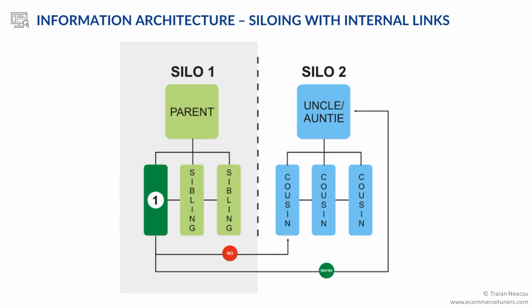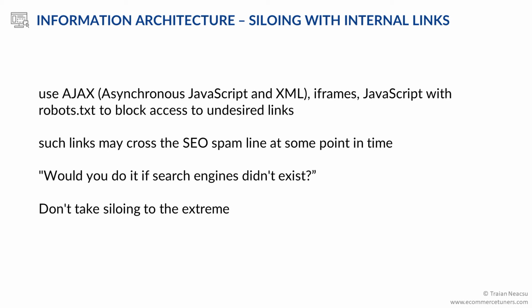In this simplified example, sibling number 1 could eventually link to uncles, which are siblings of that node's parent. This means that if you have to link two related supporting pages found in separate silos, which are called cousins, you should link only to the silo's uncles. If you need to link to pages outside the silo, you can block those links from being accessible to search engines. Note, however, that there is a fine line between white hat and gray hat SEO, and such linking may cross that line. This is because Google's definition of manipulative techniques is generated in the answer to the question, would you do it if search engines didn't exist?